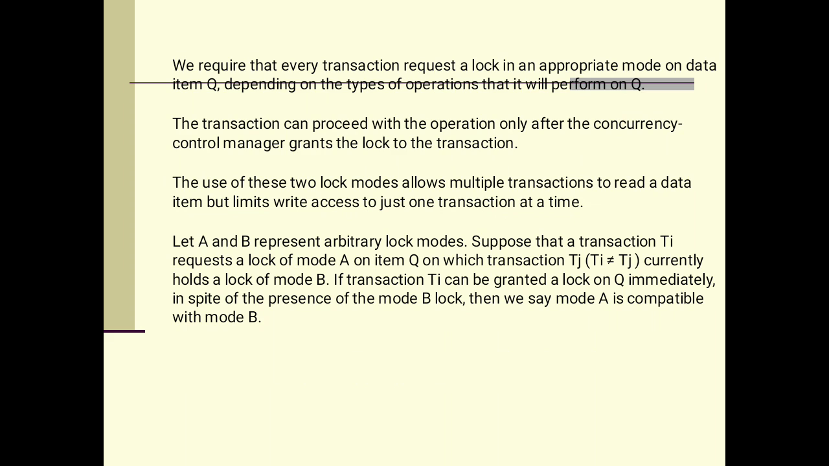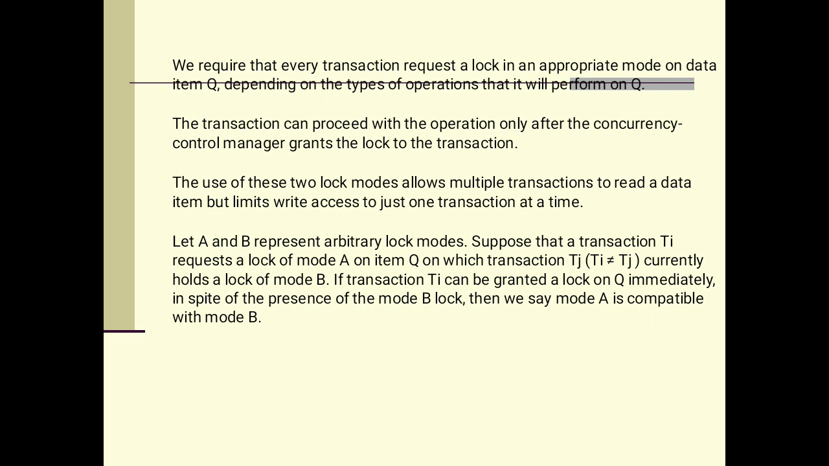Let A and B represent arbitrary log modes. Suppose that transaction Ti requests a log of mode A on data item Q, on which transaction Tj currently holds a log of mode B. That means transaction Ti is requesting a log of mode A on data item Q, but at the same time, another transaction Tj is also holding a log of mode B.